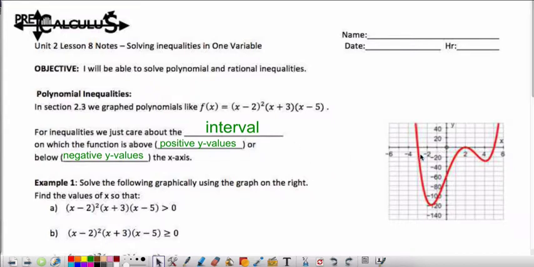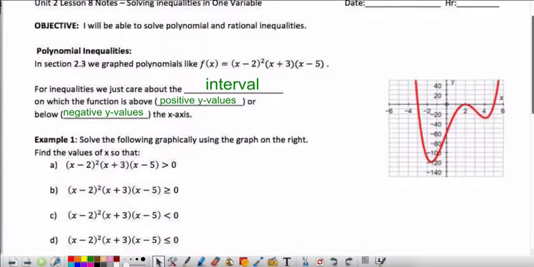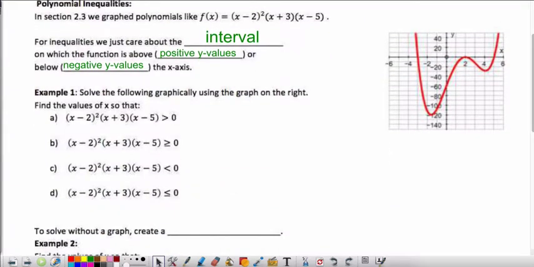Right, so first we're going to look at this graphically, so it'll make more sense when we don't have a graph. For inequalities, we really just need to see where the graph is above or below the x-axis. Where are the y's positive or where are the y's negative? Solve the following graphically using the graph on the right. Find the values of x so that, and we're going to do each of these individually.